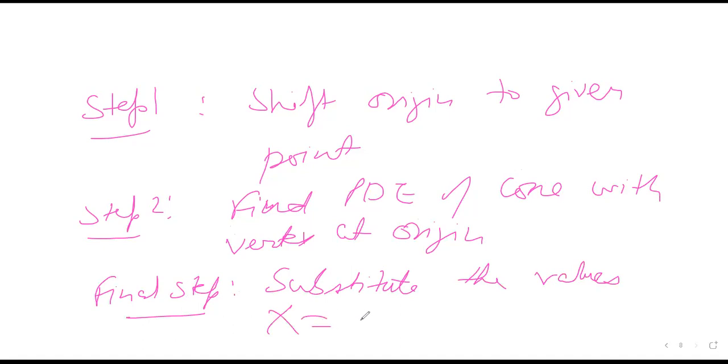Like you put capital X equal to x minus 2, then substitute x minus 2 in place of capital X. Capital Y was y plus 3, then substitute this value. Capital Z was z minus 1, so substitute this value. You find the partial differential equation in the original coordinate system. That's all.